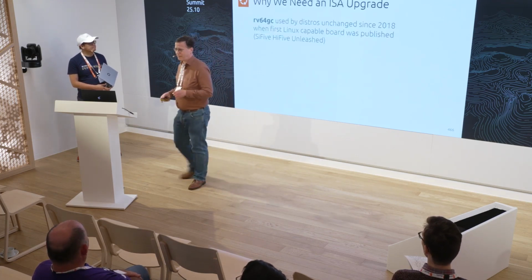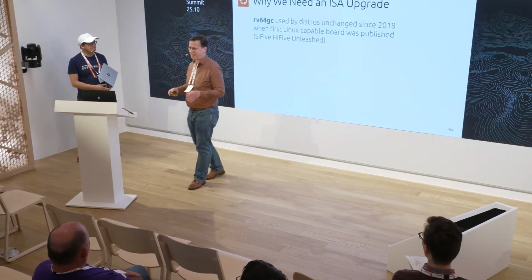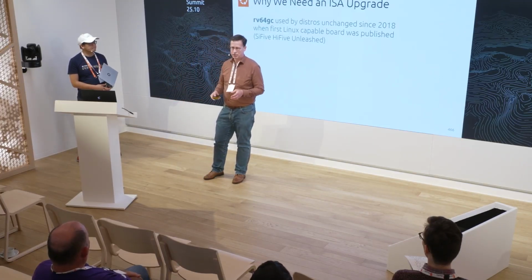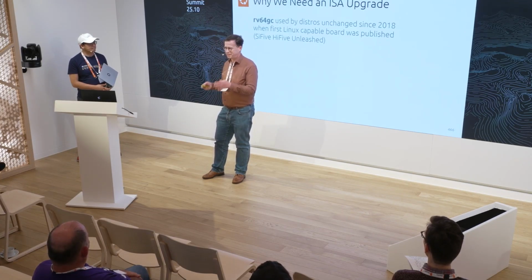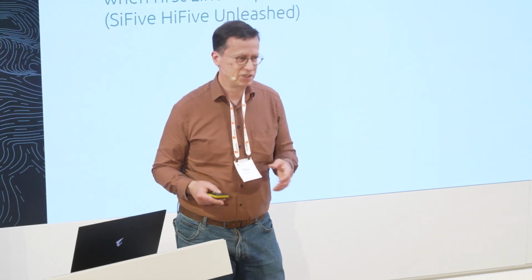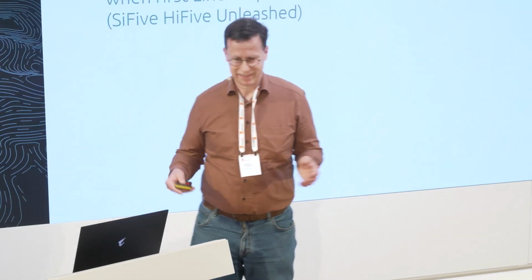So why did we need an ISA upgrade? In 2010, at Berkeley, RISC-V started as a university project, and it was enough to show that you can build a microcontroller with it. And in 2018, there was a first board that was really able to be ported to Linux, and it had just the essential instruction set that's needed for it, like integer instructions, floating point, and that's it.